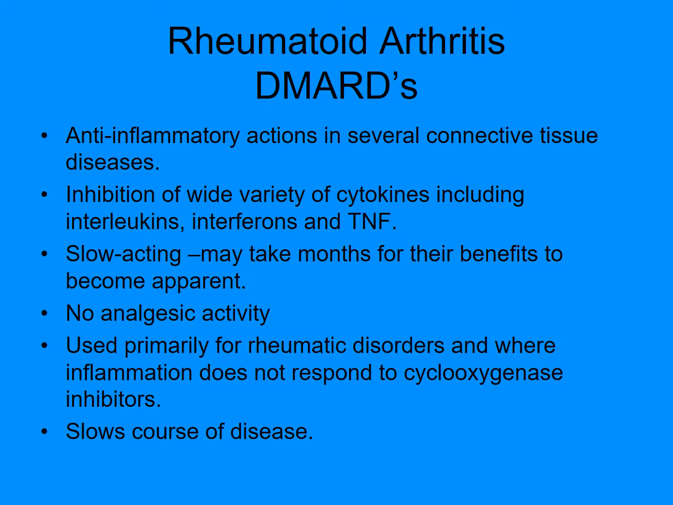As indicated, disease-modifying antirheumatic drugs are first line. They will inhibit the pro-inflammatory cytokines, they will prevent chemotaxis, and they will prevent cell proliferation and activation of the interferons and tumor necrosis factor.